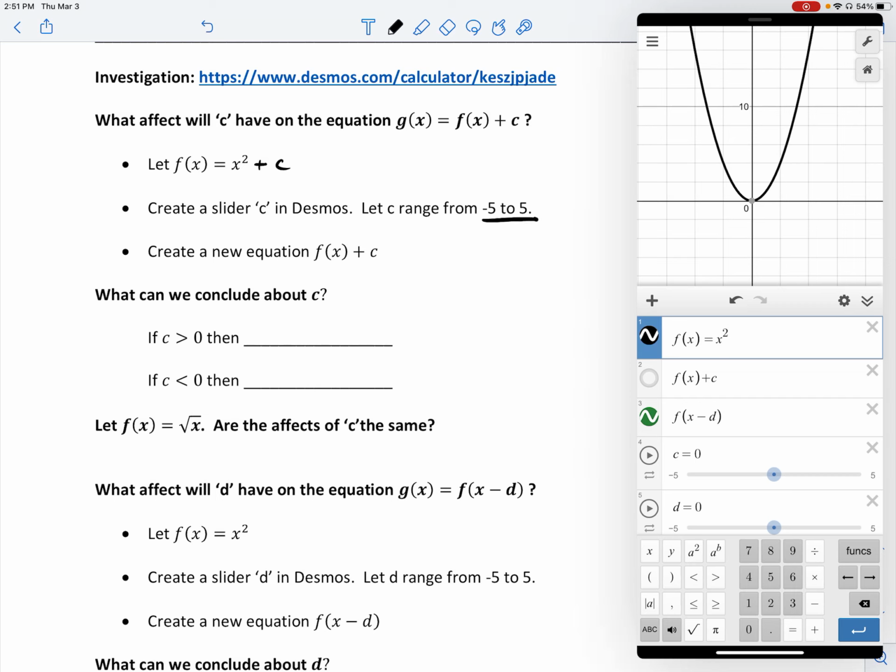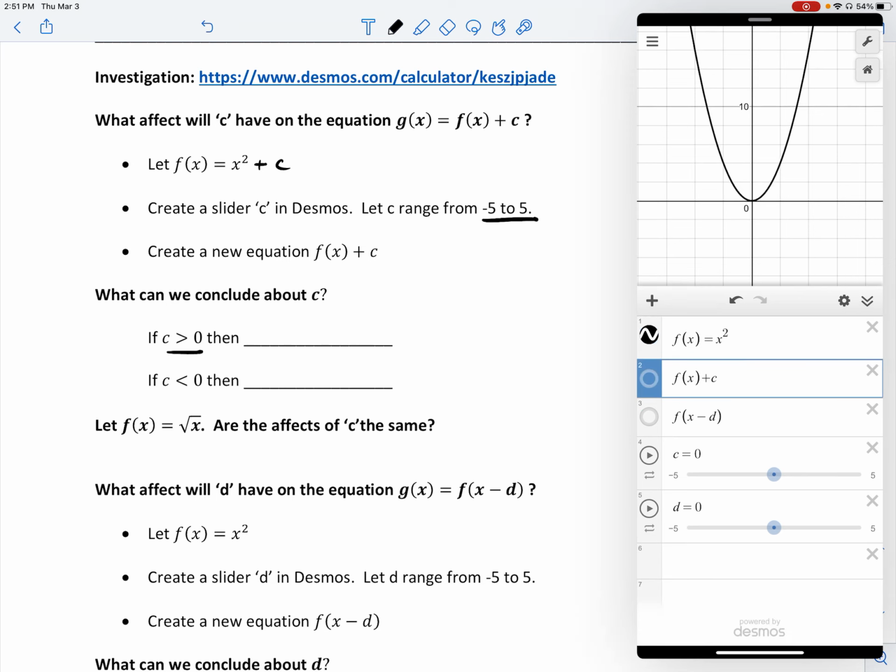Let's see what happens when c is positive. So I'm going to turn that one off and turn this one on. F of x plus c needs to be turned on, and I can go ahead and hit play for the parameter c. I can see the graph is moving up, and at 0, it's back at 0, and then it's moving down. So I can control this myself.